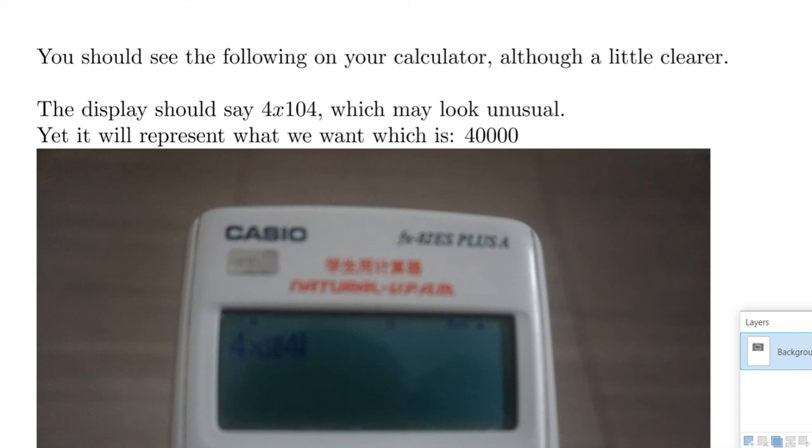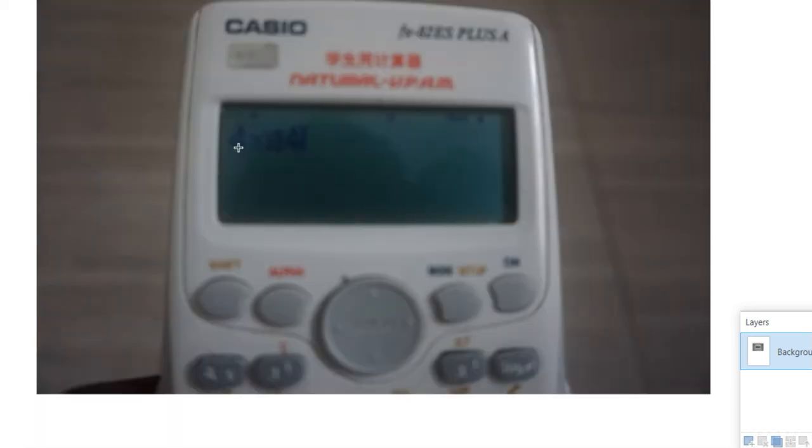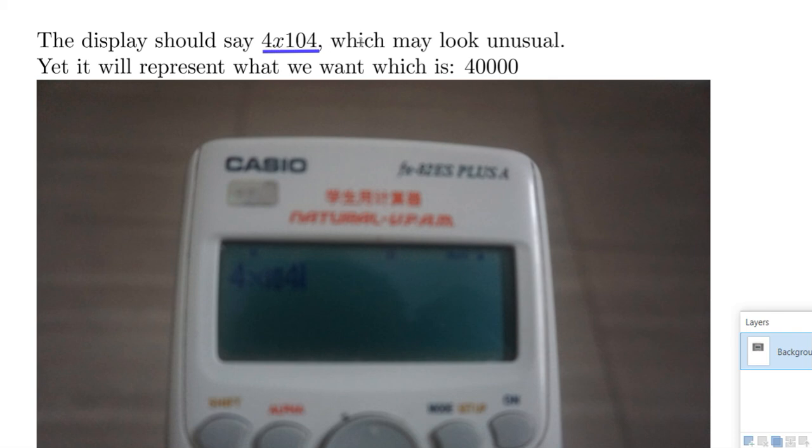That is what is unusual for some people, because that does not imply 4 times 10 to the power 4. It would just say 4x10 4, as you can hopefully see in there. And if you can't, just trust me on that one. It does say 4x10 4, which may look unusual, yet it will represent what we want, which is 40,000.